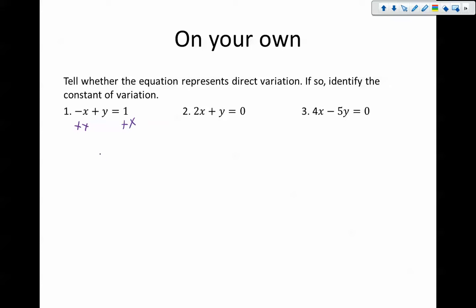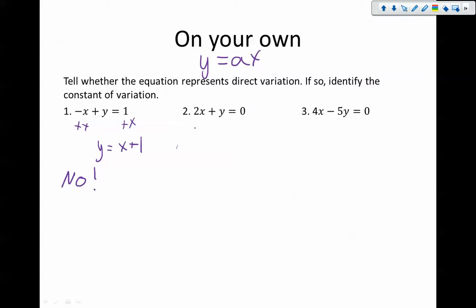So I'm going to add x to both sides, and I'm going to get y equals x plus 1. Is this direct variation? No, it is not, because remember, direct variation is y equals ax or mx. This has a plus 1, which means it is not direct variation. It has a term being added on, so it doesn't work. Okay. What about number 2?